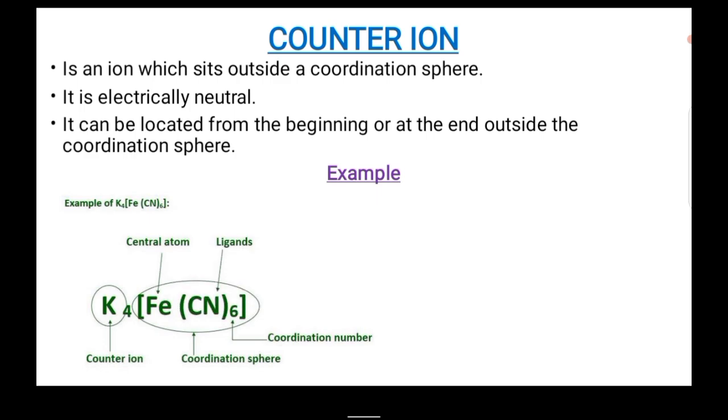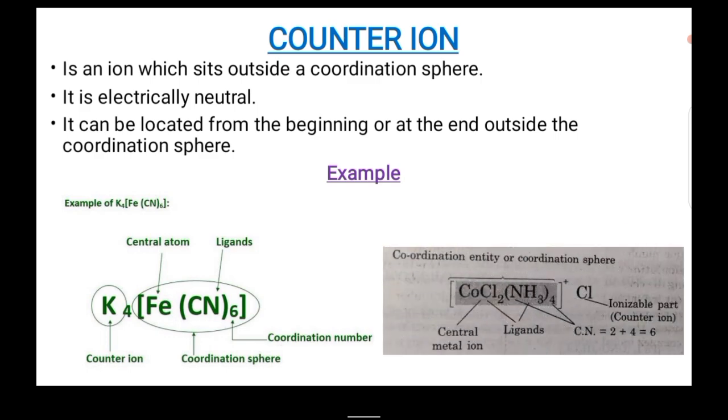We have potassium, where in this coordination sphere we combine iron and the cyano ligand. Outside this coordination sphere, we have potassium. Potassium, because it is outside the coordination sphere, is referred to as a counter ion. This counter ion has no charge. It is electrically neutral, so potassium in this case is neutral. This coordination sphere contains iron and cyano ligand, and outside it we have potassium, an example of a counter ion.